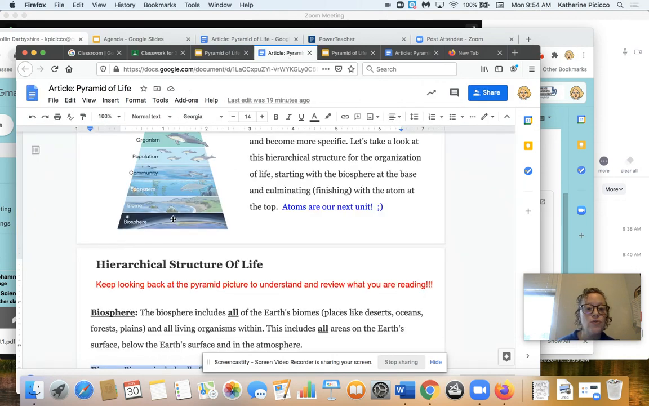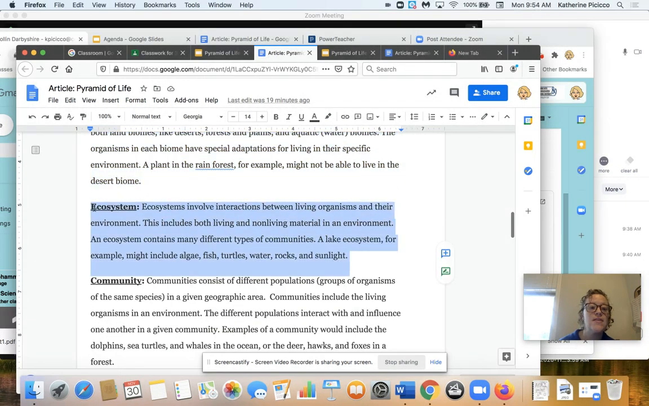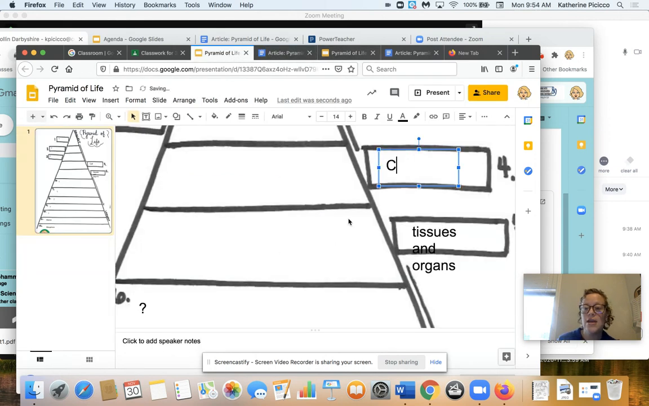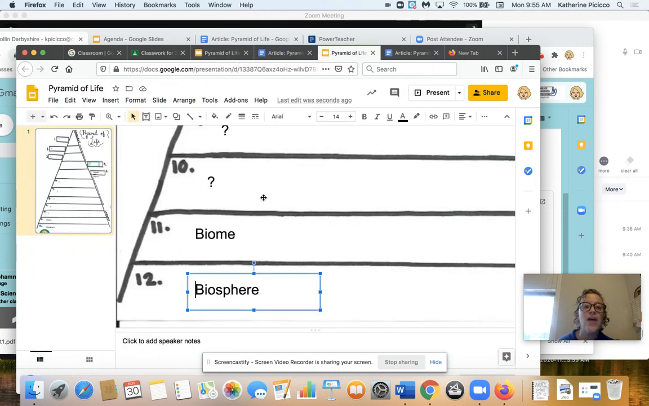Okay, so as you're going through the article, you're reading a section, and then you're taking that highlighted word and putting it into the Pyramid of Life. As you're reading the article, you're filling in this pyramid, right? You're kind of just doing the same thing to understand that when we talk about the earth, cells come all the way in here, and then even smaller are atoms, which is our next unit. Okay, so when you're done, the pyramid is all filled out, you're then just going to turn it in and you're done for today.